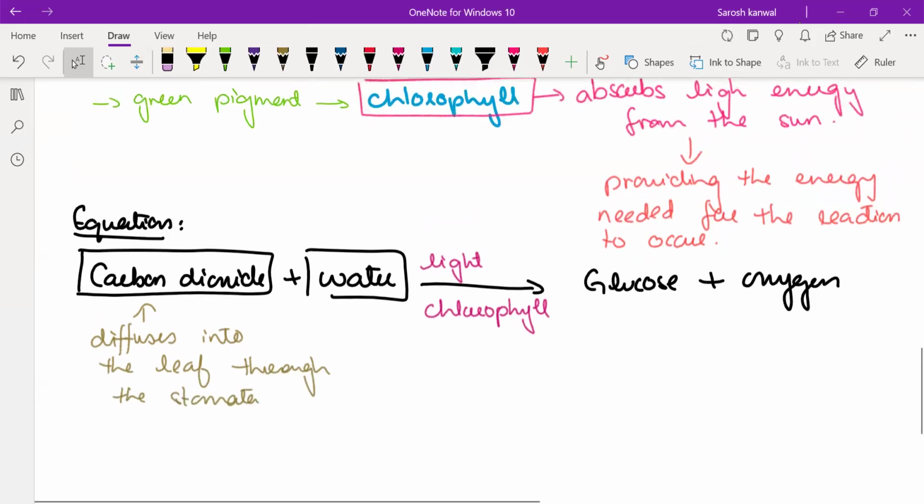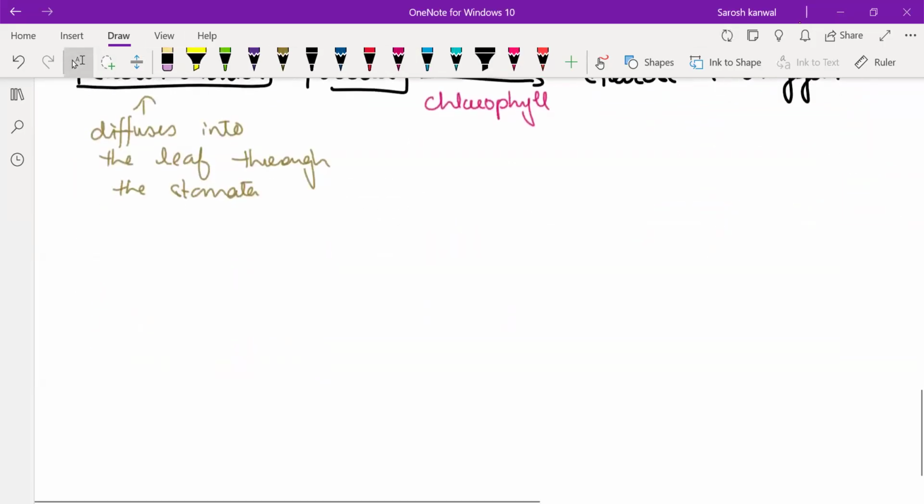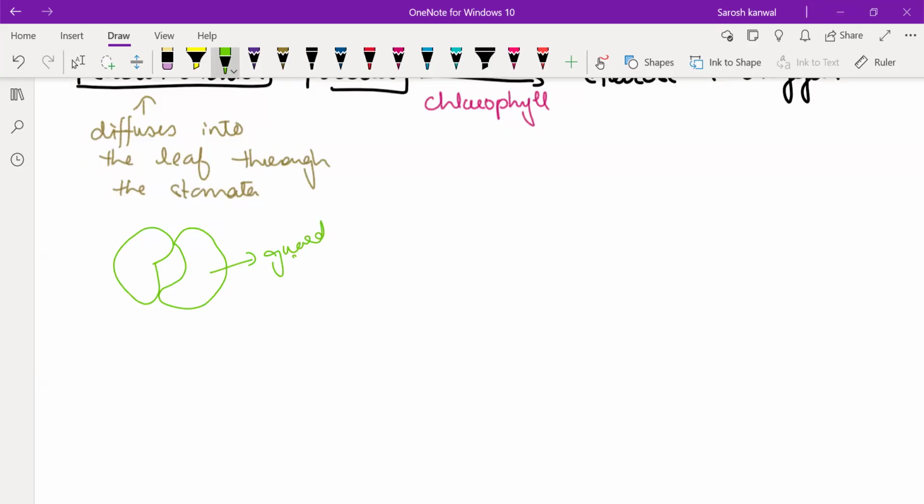Zulkarnain, can you tell me what are stomata? Okay. So there are guard cells present in the leaves, right? Here are the guard cells. And these tiny pores that are present inside these guard cells are called stomata. Okay.